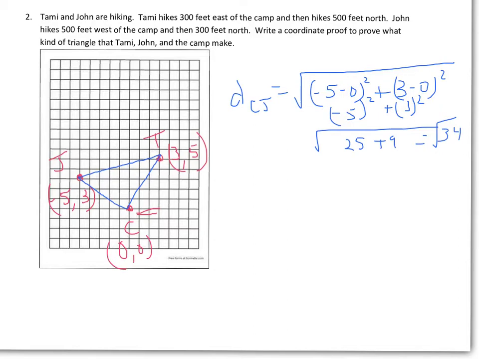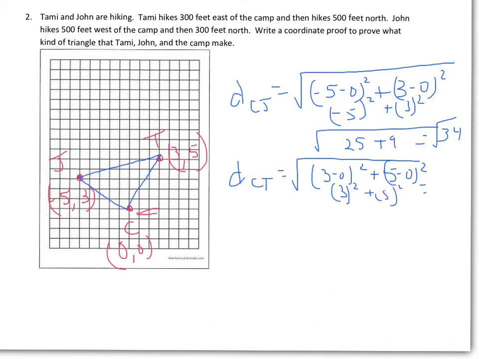Let's do now the distance from camp to Tammy. So now I'm using 0, 0, and 3, 5, so I'm going to go 3 minus 0 squared plus 5 minus 0 squared. So that's 3 squared plus 5 squared, which is 9 plus 25. So that's square root 34.